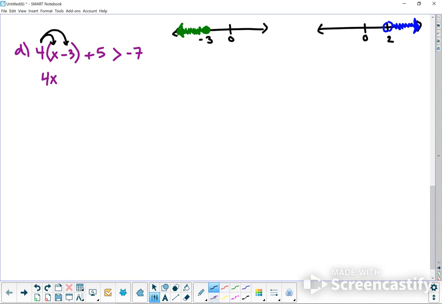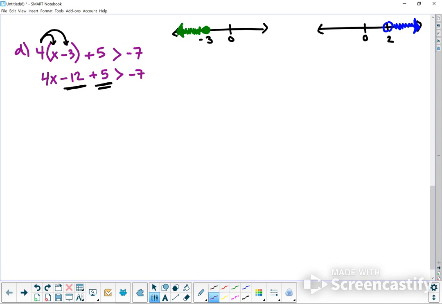Okay, and that's going to get you 4 times negative 3 is going to be negative 12. Okay, that's the only work you're doing this first round. The rest of it, copy, copy, copy, and copy. Okay, now what else are you going to do? Well, I'm going to do a little bit more work. I'm going to put the negative 12 and the positive 5 together because they're both just numbers.